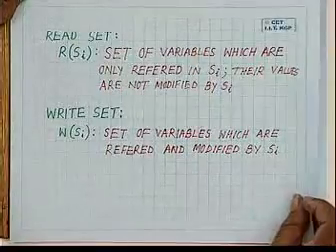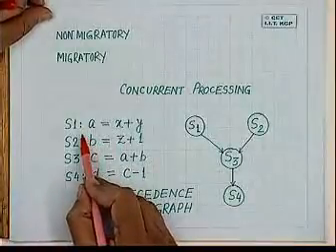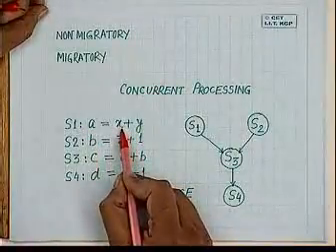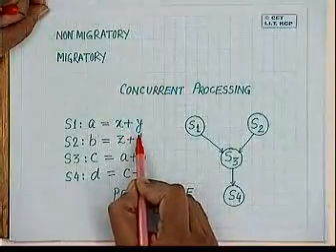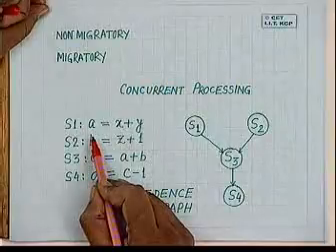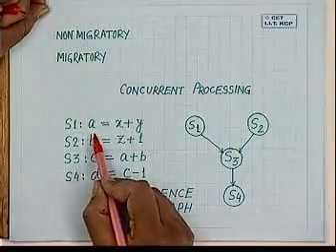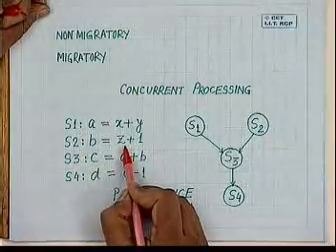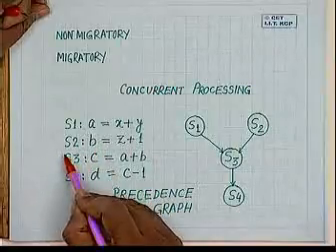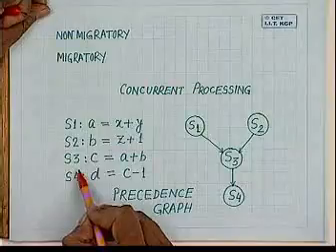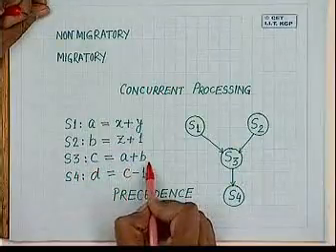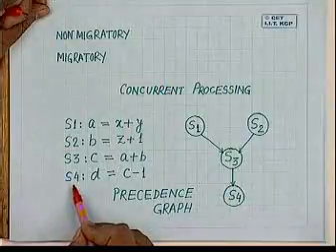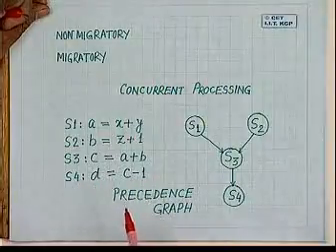Coming back to the example we have taken with the four statements S1, S2, S3 and S4: for statement S1, the variables X and Y are only referred to, but their values are not modified by S1, whereas the variable A is modified by S1. Similarly, in S2, Z is not modified, whereas B is modified by S2. S3 modifies C, but it does not modify A and B. Similarly, S4 modifies D, but it does not modify C.